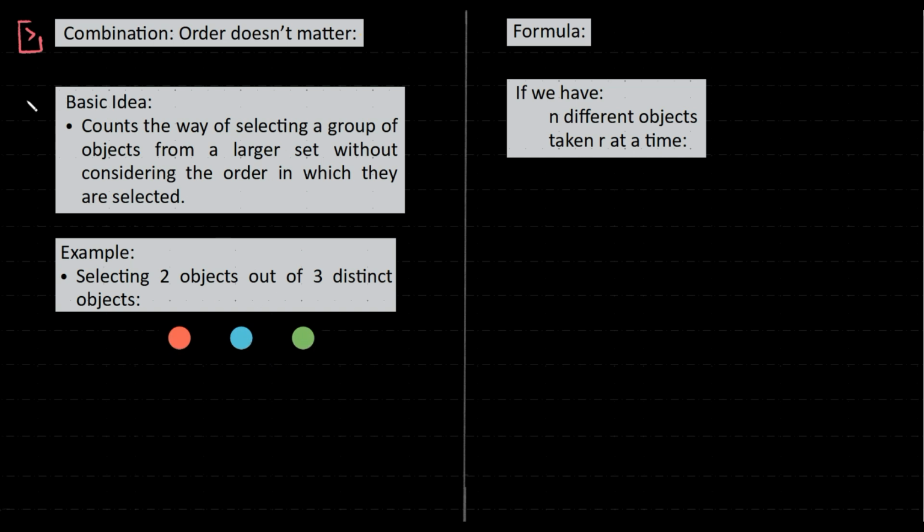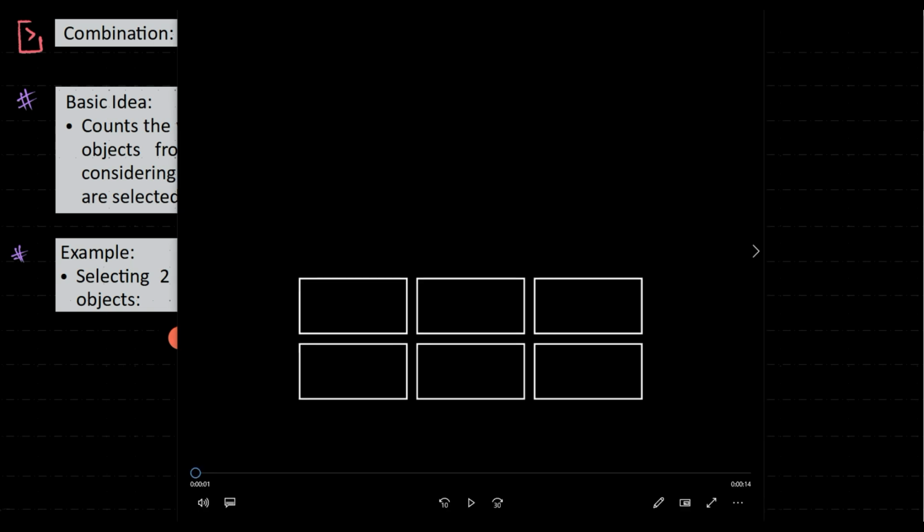Right? So the basic idea of combination is that it counts the ways of selecting a group of objects from a larger set without considering the order in which they are selected. Just the selection. So basically, selecting two objects out of three distinct objects, how many ways can we do it?